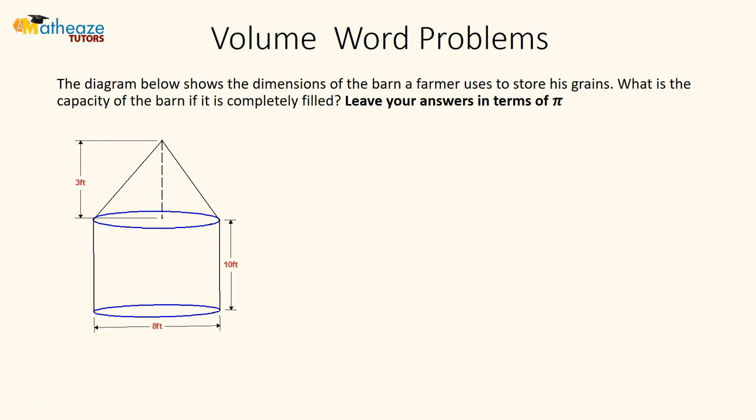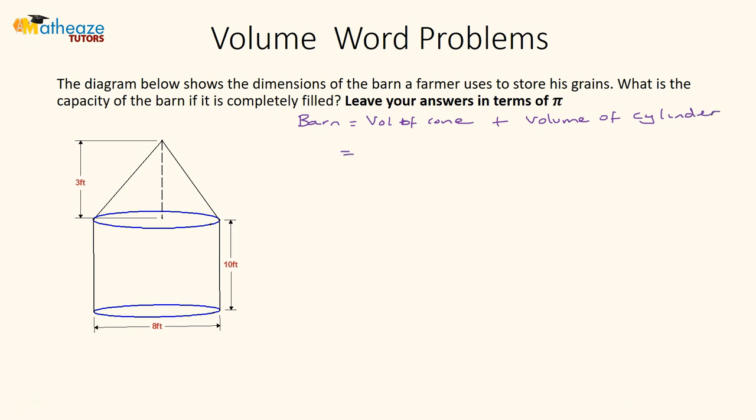Finally, the diagram below shows the dimensions of the barn a farmer uses to store his grains. What is the capacity of the barn if it is completely filled? So the barn has two shapes. We have a cone and a cylinder. So the volume of the barn is going to be the volume of the cone plus the volume of the cylinder.